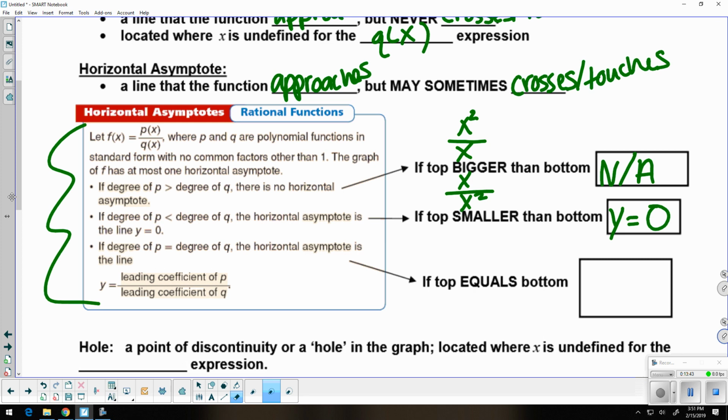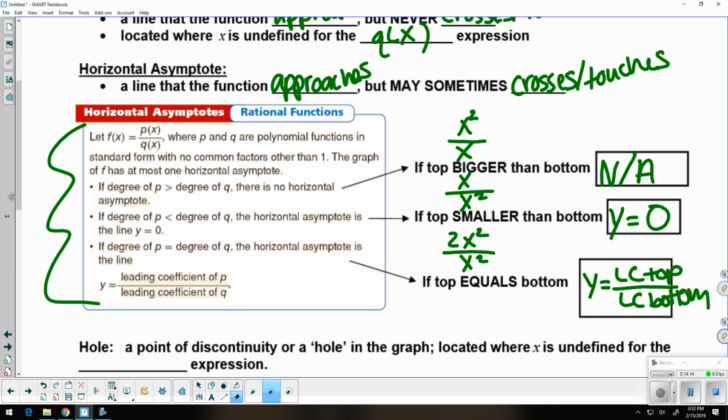If the top is equal to the bottom, if the degree of P equals the degree of Q, the horizontal asymptote is going to be the line y equals the leading coefficient of each. What does that mean? Let me give you an example. If I have equal degrees, let's say I have 2x squared over x squared. So the degree is the same. Again, I want y equals the leading coefficient of the top over the leading coefficient of the bottom.